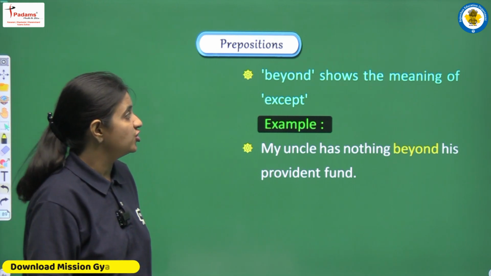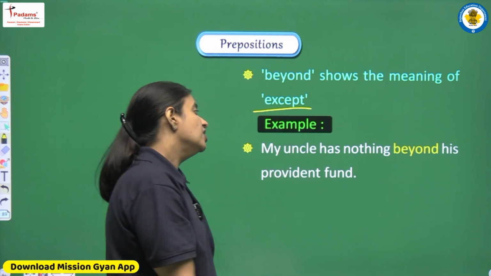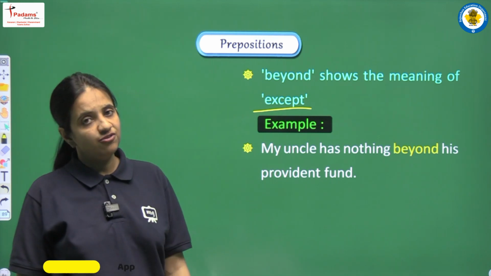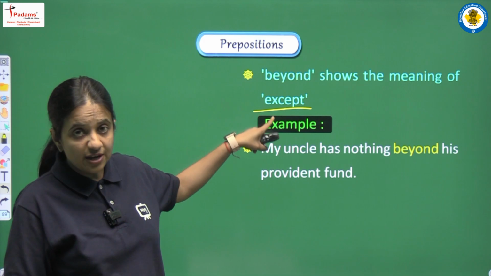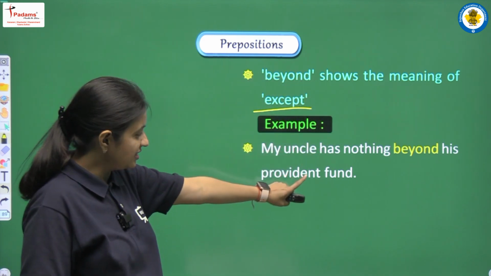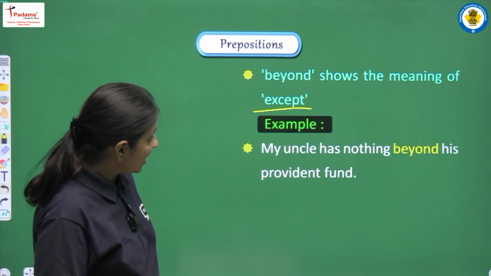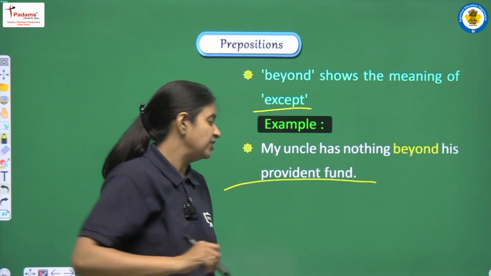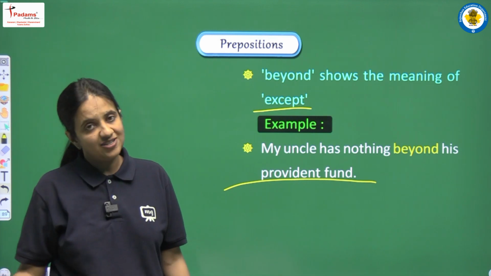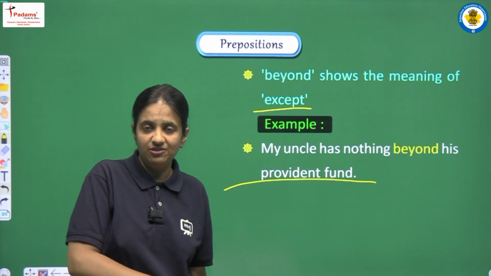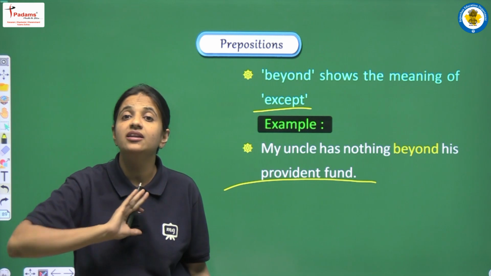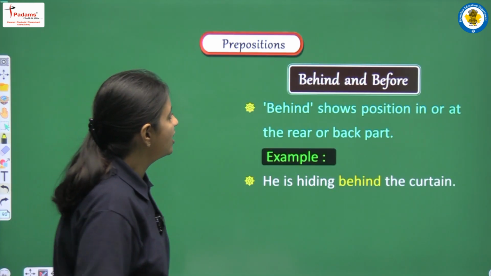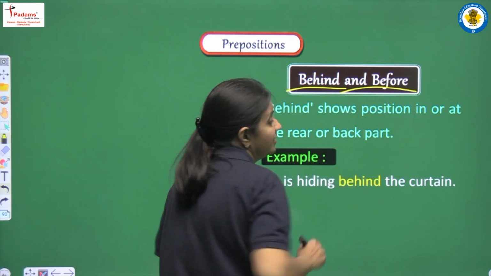Next, beyond shows the meaning of except. How? My uncle has nothing beyond his provident fund. So if we are trying to indicate the meaning of except also, then we can use beyond. Like in this example, we are trying to show that my uncle was having nothing. The only thing that he was having was provident fund. So we are trying to say that except his provident fund, my uncle was having nothing.